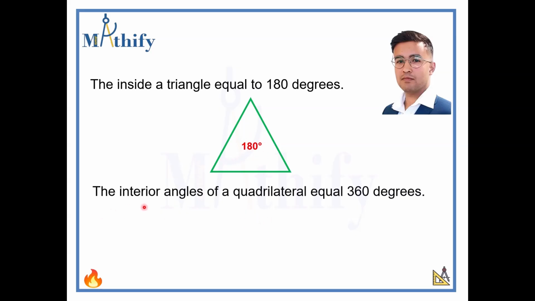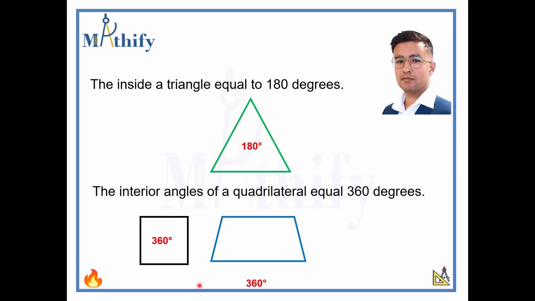Next, so the interior angles of a quadrilateral equal 360 degrees. Let's look at this square. Notice that there is a right angle here, right angle, right angle, and right angle. Adding up all four right angles together will give you 360 degrees. Next, in a trapezium, the interior angles add up to 360 degrees. And lastly, for this particular shape, the interior angles also add up to 360 degrees.